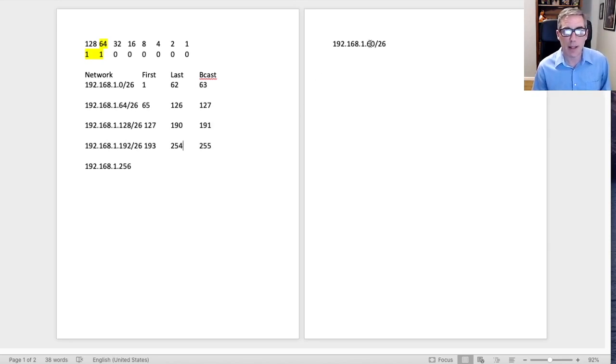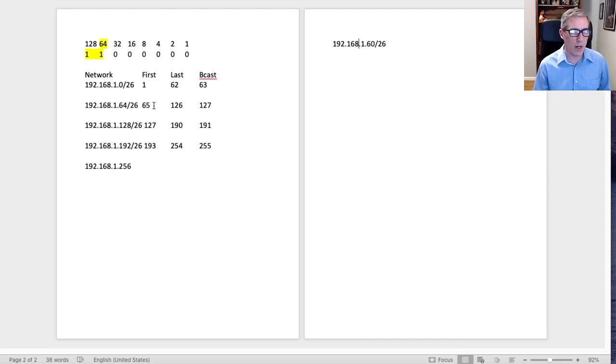Now if we look back at that 60, we're saying we have 60 as an IP address. And all we have to do is figure out which network it fits into. Is it between 1 and 62? In this case, sure, yes it is. So 60 is in the first network. Now if we had a follow-up, if it was 68, that would be in the second network.